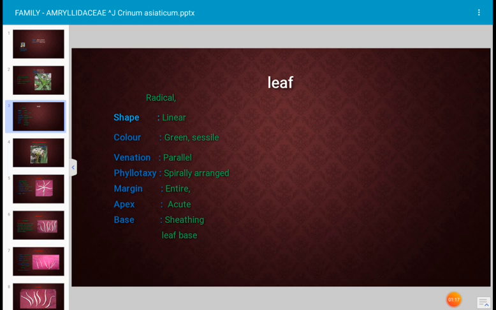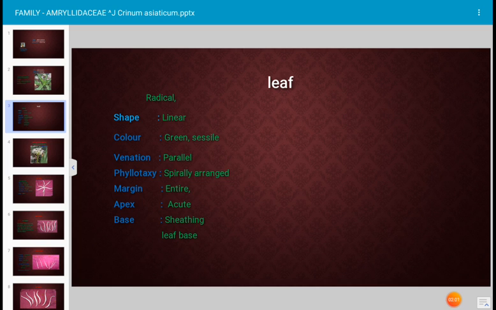this is the leaf of Crinum asiaticum, family Amaryllidaceae. Leaf is radical. What is a radical leaf? The leaf which originates close to the roots or directly from the highly reduced stem. Such leaves are described as radical leaves, okay, and the shape of the leaf is linear, long linear. Color of the leaf is green, and the leaf is sessile. It has no petiole. Leaf is sessile, and venation is parallel. Parallel venation is again a characteristic of monocot plants.